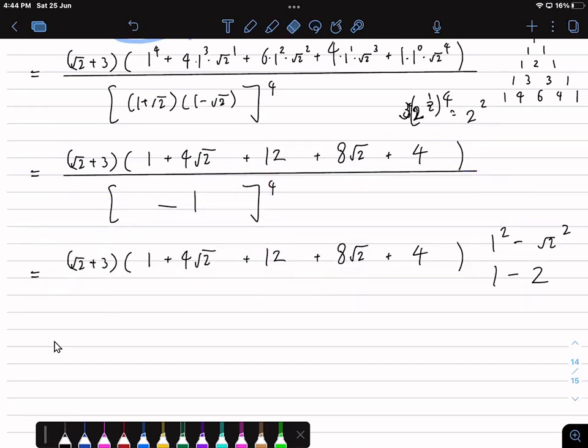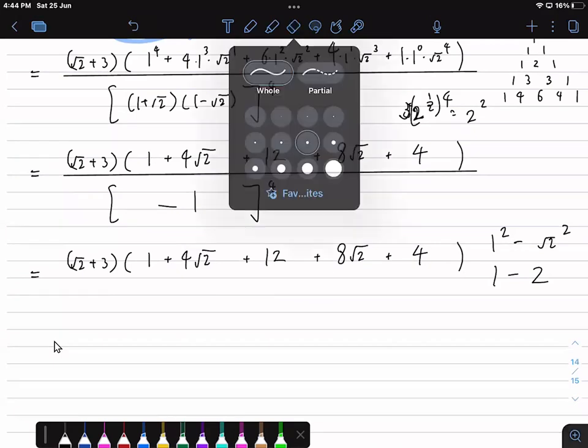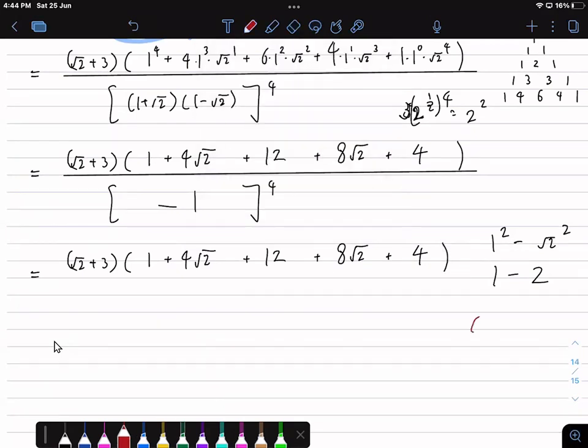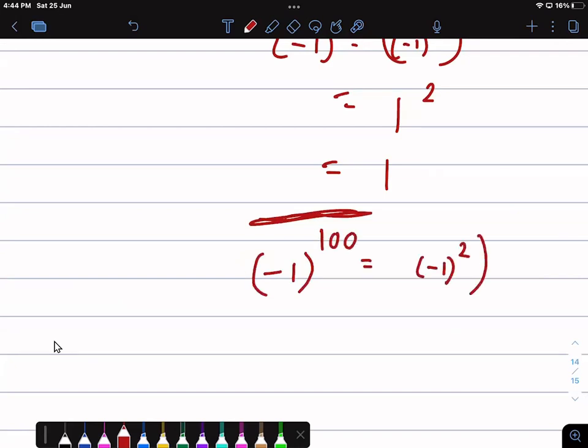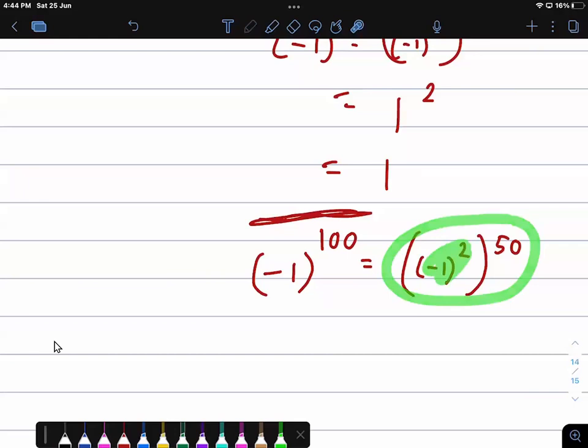Okay, maybe I should write a bit more. Negative 1 to the power of 4 is just negative 1 to the power of 2, then square it. When you got a square inside, it becomes a positive already. Then 1 power anything is just 1. In general, if it's negative 1 to the power of an even number, like let's say 100, you can always rewrite it as negative 1 power 2, because 100 can divide by 2. It's 2 times 50. What's negative 1 square? It's just positive 1.